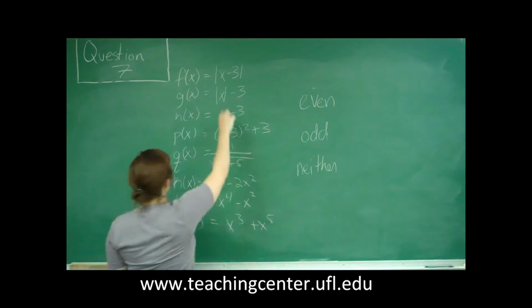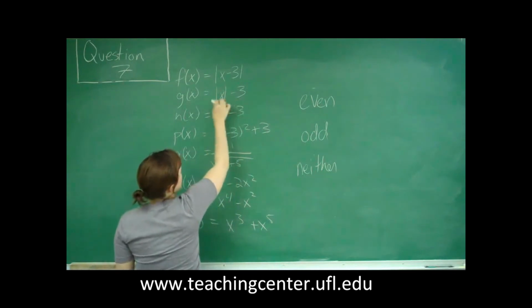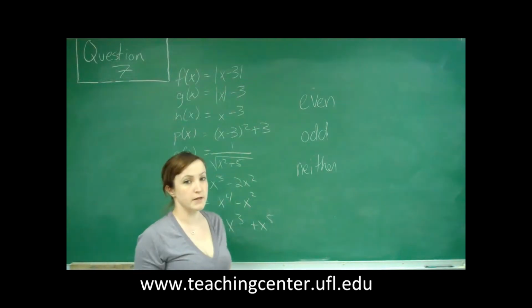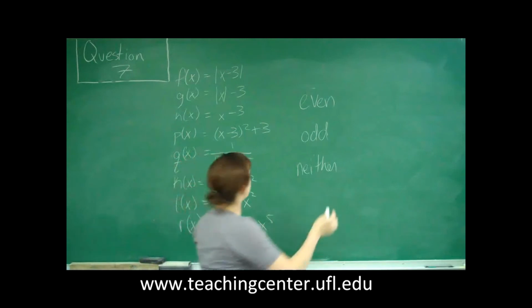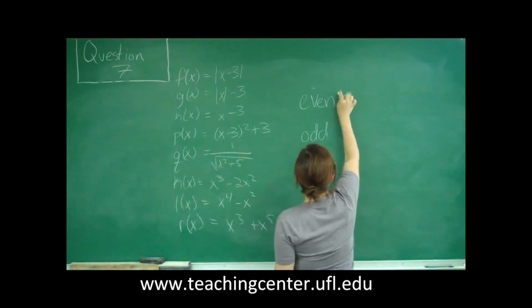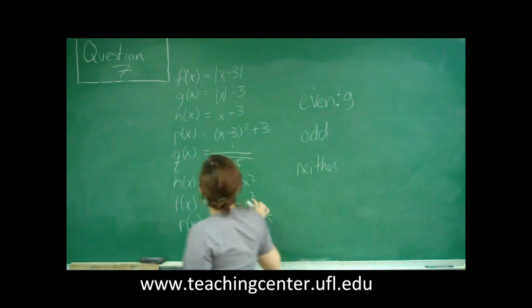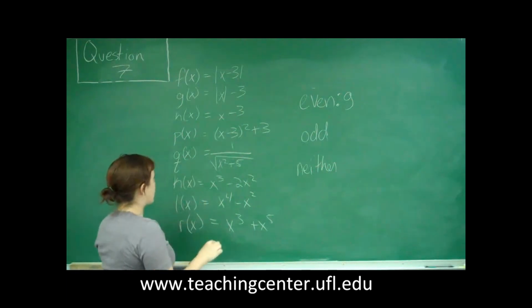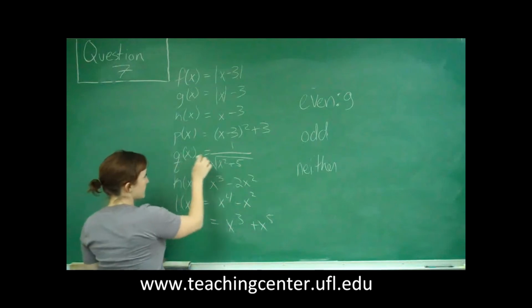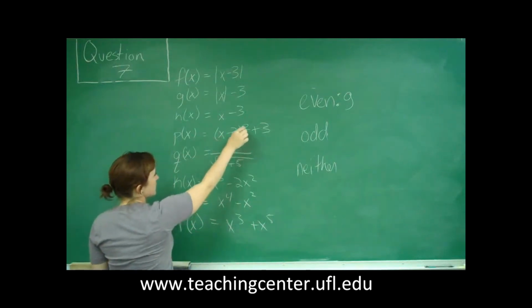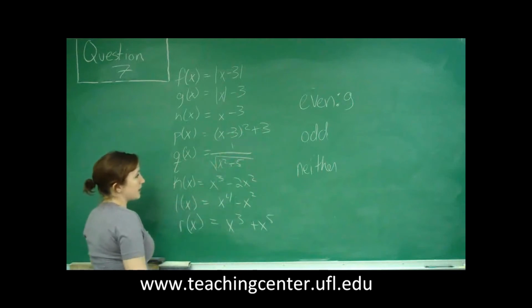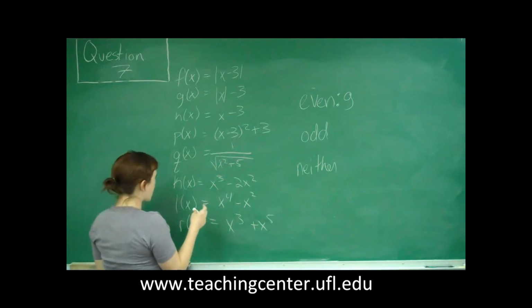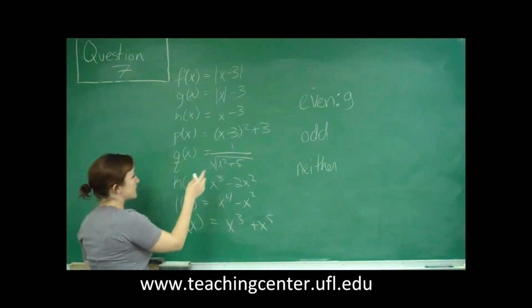G of x, if I plug in a negative x or a positive x, does this equation change? And that does not change because we've got that absolute value, so it'll be positive either way. So we know that g is one of our even functions. H of x, if I plug in a negative x, that changes my equation. So h of x is not even. P of x, again, same, negative x minus 3. When I would square that out, I would get powers that aren't even, so that means that when I plug it in, it's not going to be the same.